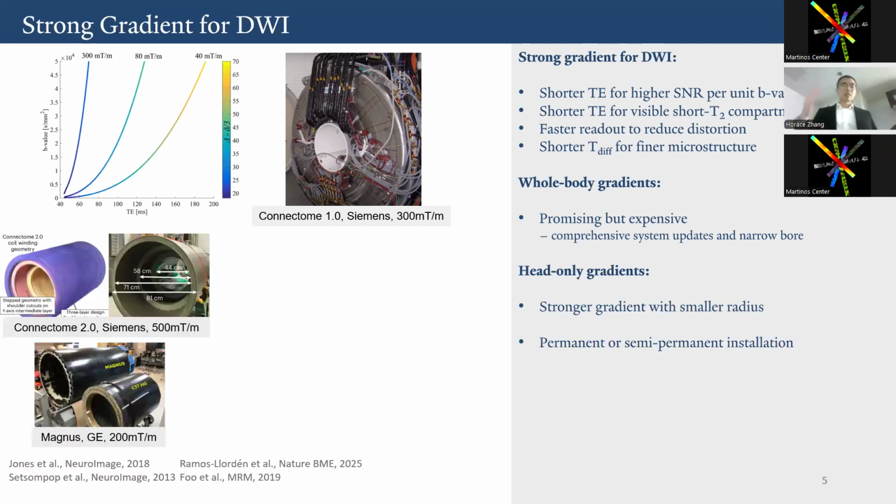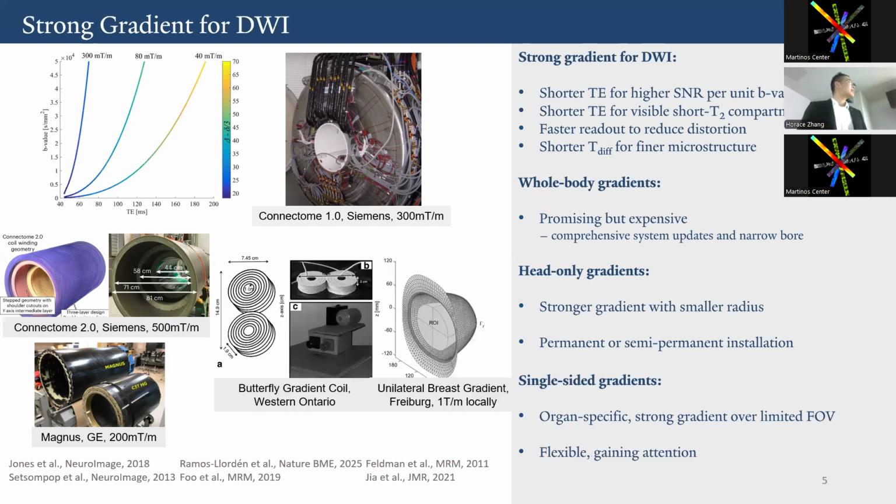Head-only gradients have been gaining attention, such as Connectom 2 and GE from Magnus. They generate stronger gradients with a smaller radius, but they're usually permanently or semi-permanently installed on the scanner. Single-sided gradients is another direction that is gaining attention. So they are usually organ-specific and generate strong gradients over a limited field of view. For example, with the butterfly gradient coil that is developed in Western Ontario for a carotid application, and the breast gradient coil developed in Freiburg that can generate a locally strong gradient up to 1 Tesla per meter.